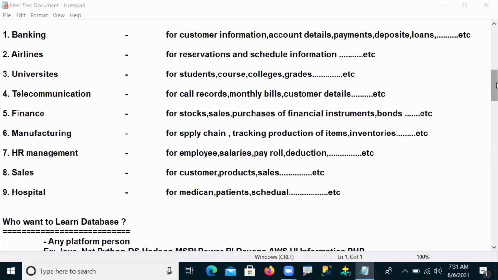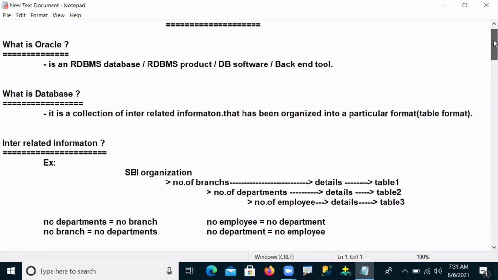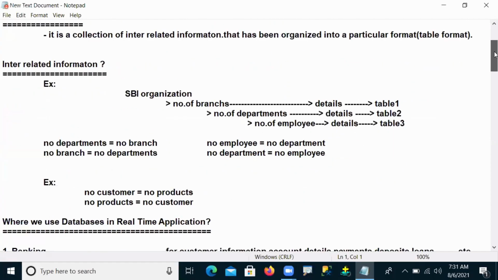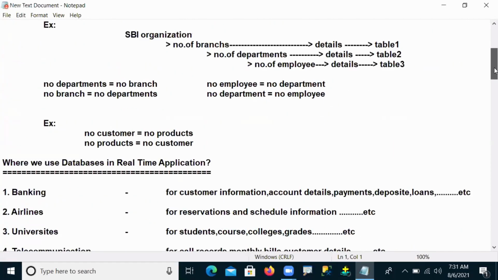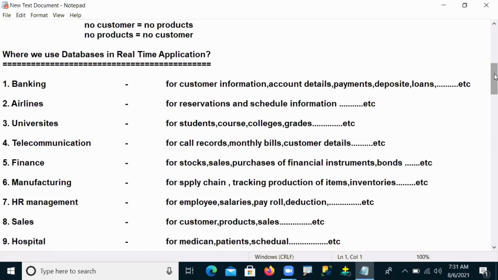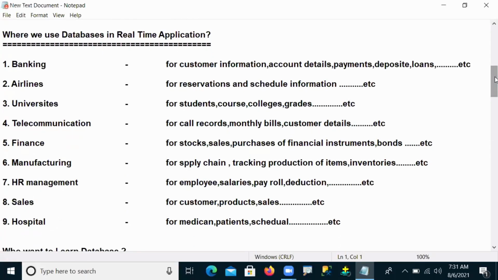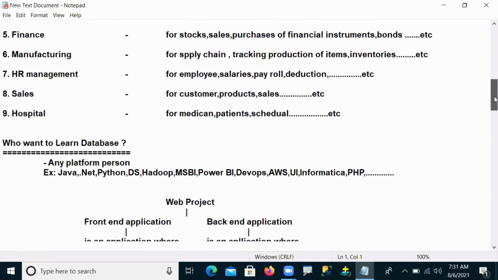Okay, right guys. In the last demonstrations, we discussed what Oracle is, what a database is, and relative interrelated information. What you have to use database applications for, and how databases are used in real-time applications. We gave some examples of banking sectors, universities, and HR management. These are all different applications.